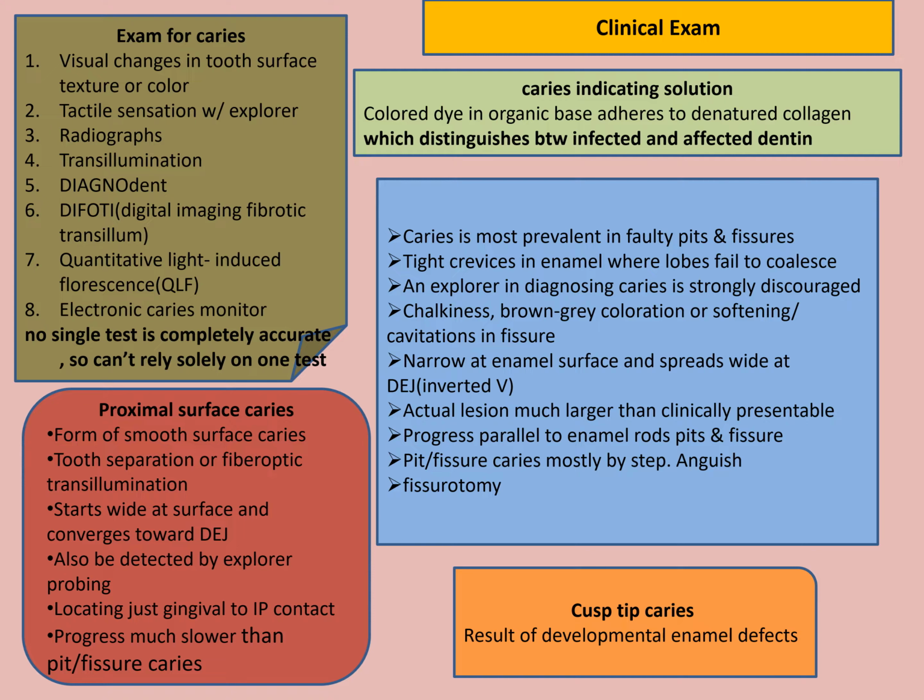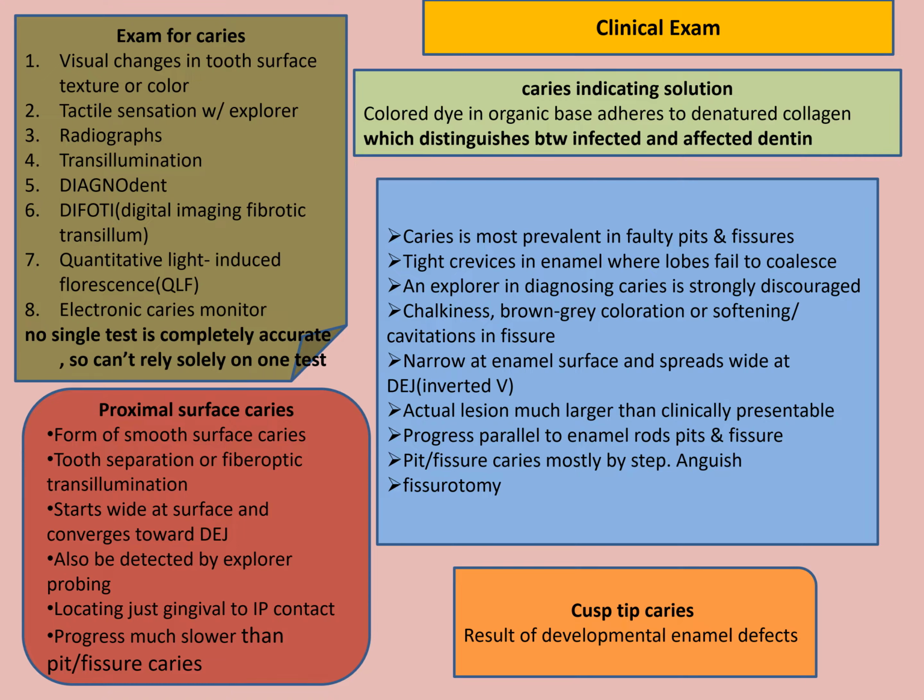The proximal smooth surface caries, as we know, the most accurate method for the anteriors is transillumination, and most commonly it is wedging the tooth and taking the x-ray by tooth separation, while for posteriors, bitewings are considered to be the most accurate. So proximal surface caries, they start wide at the surface and converge to the DEJ, and they are usually located gingival to the interproximal contact. They progress slower than the pit and fissure caries.